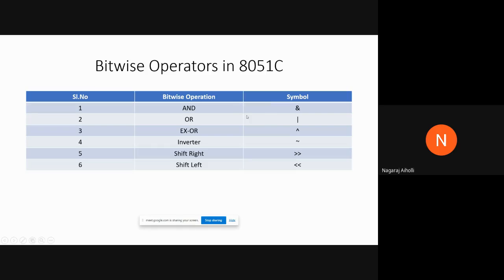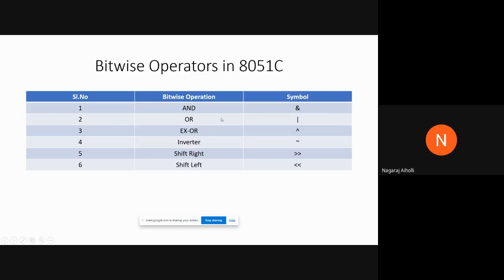You are all familiar with these operators. Its symbol is the ampersand. Then this is for the OR operator, the vertical line. XOR is represented like this, inverted V. For the inverter, the NOT gate, we are using this symbol. Then shift right, we are using like this. Then shift left, the arrowhead is pointing to the left side. Shift right means the arrowhead is pointing to the right side. Like that, you can remember.